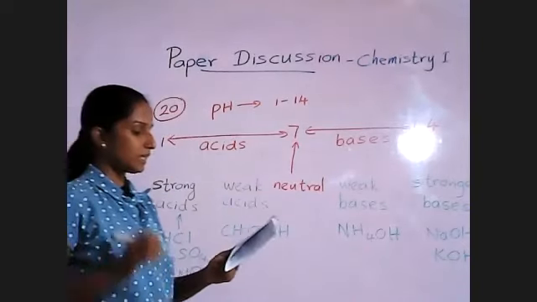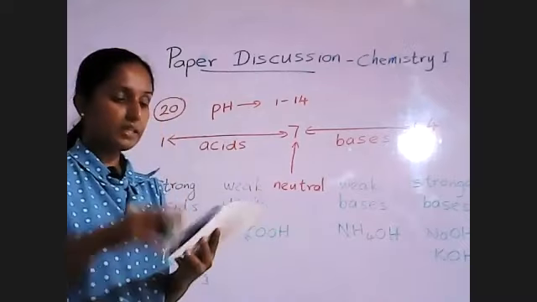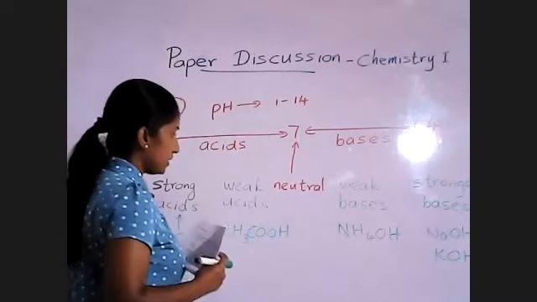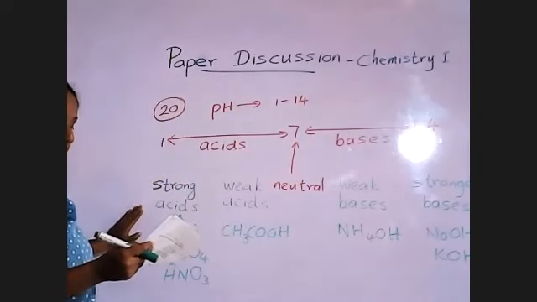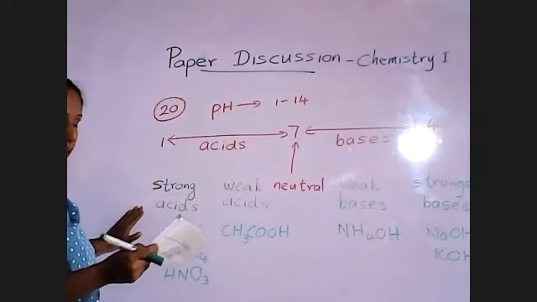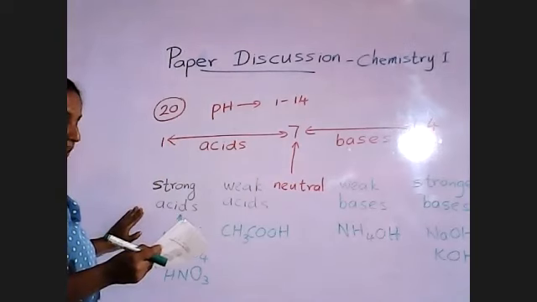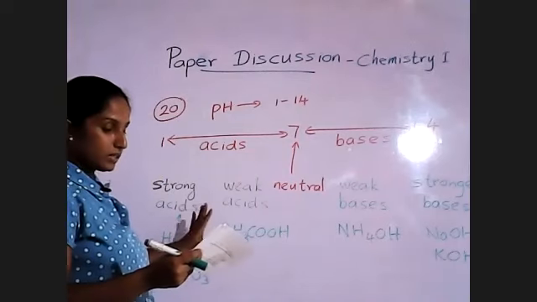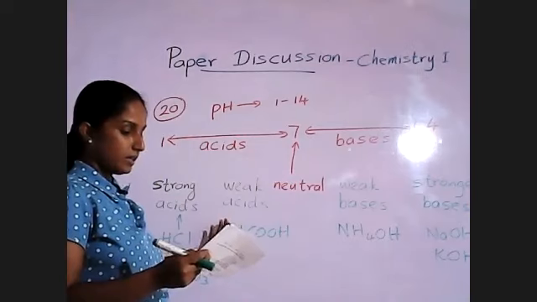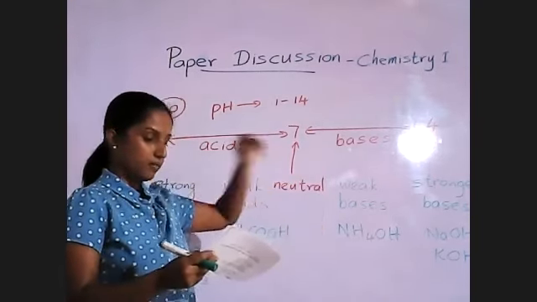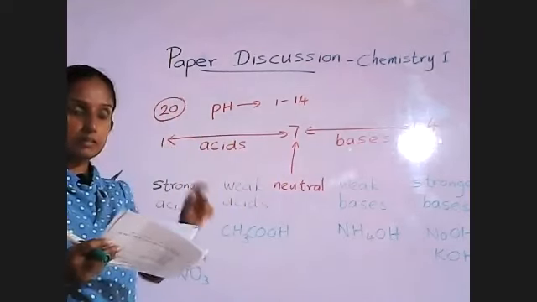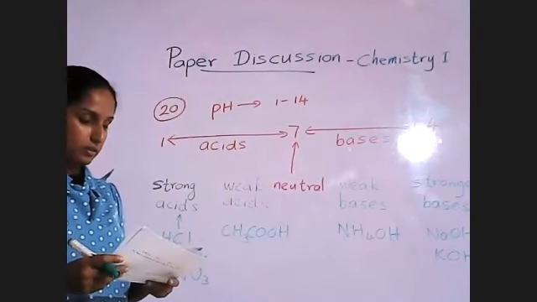Then what is the answer? Select the option which indicates the increasing order of the pH value. First it should be the strong acid, HCl, D. Then the weak acid, CH3COOH, C. Then the weak base, ammonium hydroxide, B and A. What is the answer? The second one.